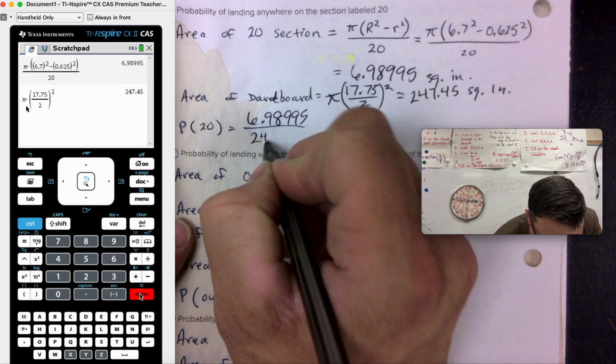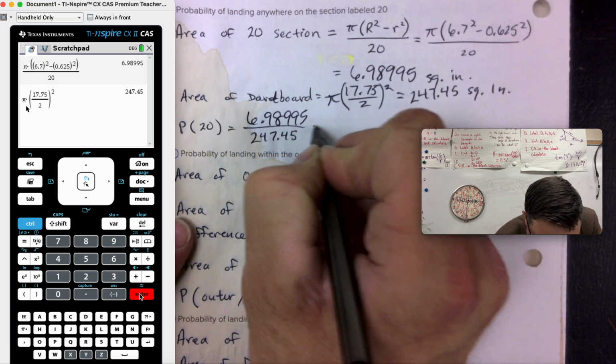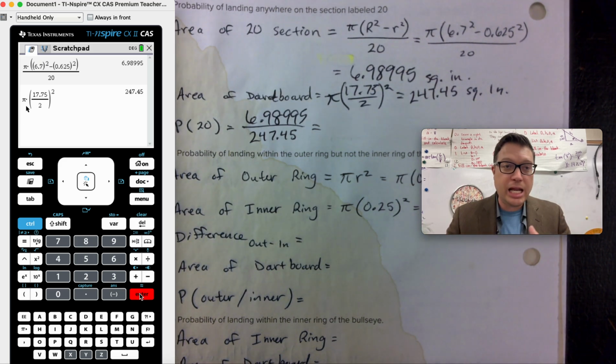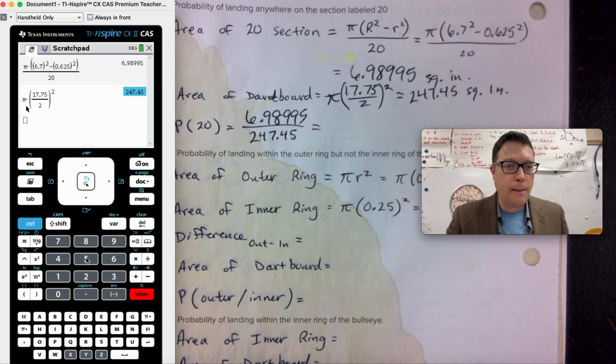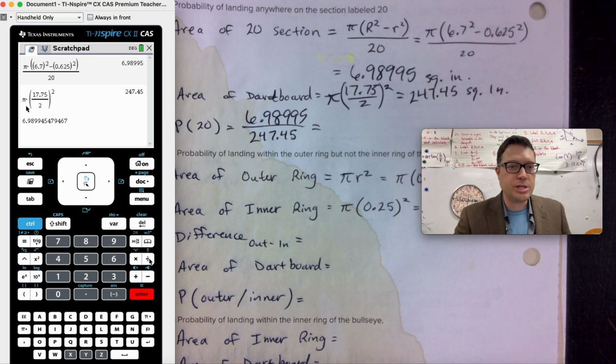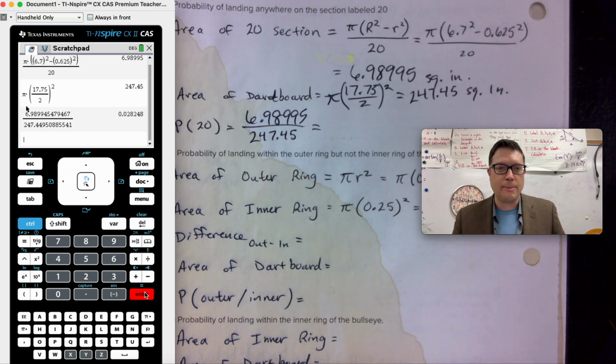6.98995 divided by 247.45. So I can use my yellow calculator easily enough. I don't delete any of the calculations. I just press the up button until I go up to the number that I want to use. Then I push enter, then I push divide, then I go up and I push enter, and now I press enter one more time.